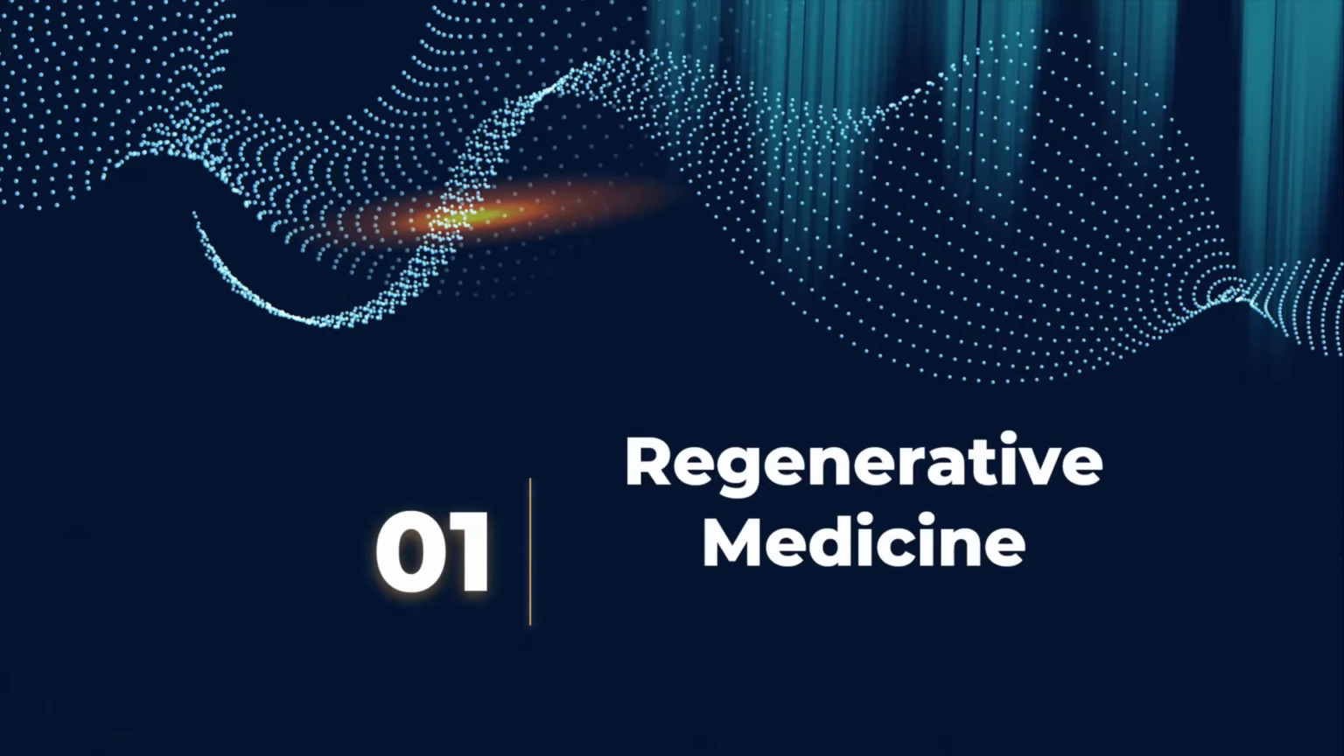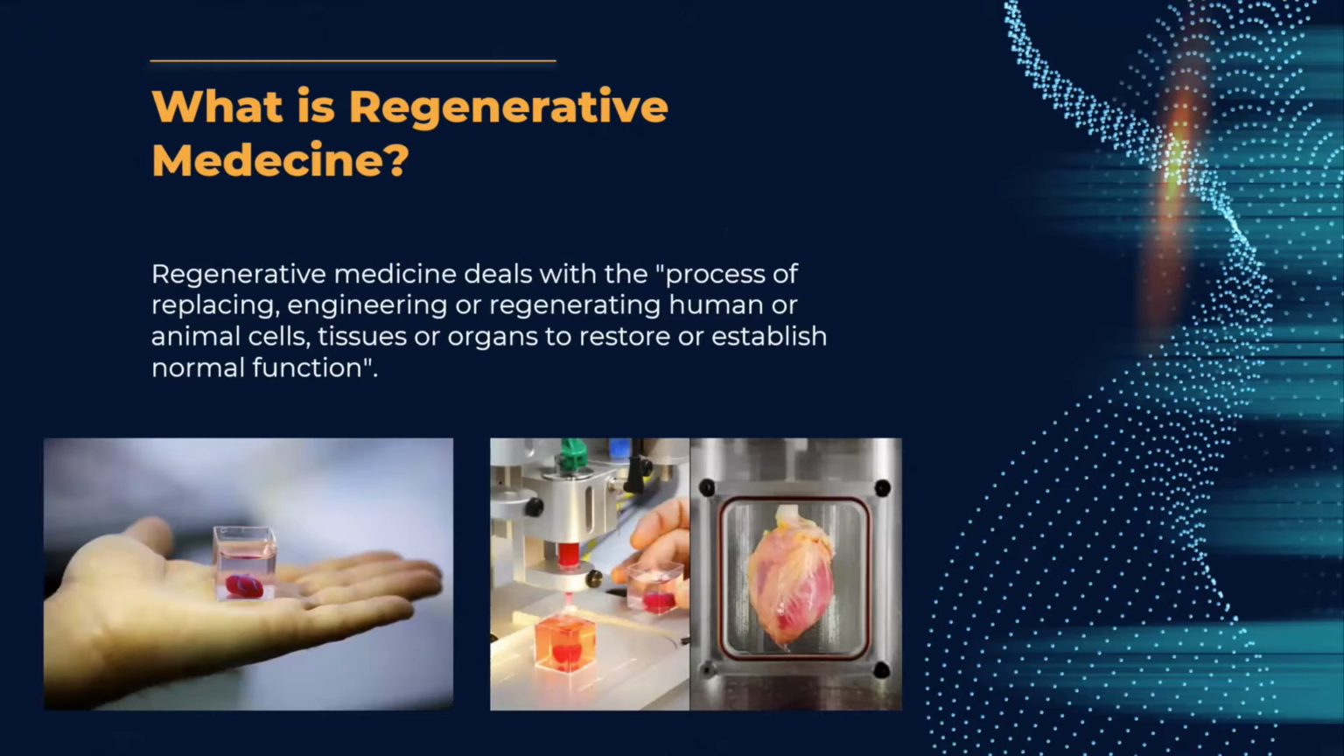And so regenerative medicine, I hope you guys have heard about this. If you haven't, that's also great because I get to introduce this topic to you. So what is it? As you can see on this slide, regenerative medicine deals with the process of replacing, engineering, or regenerating human or animal cells, tissues, or organs to restore or establish normal function. Basically, this means that through regenerative medicine, with the technology that we have available, we're able to create functional tissues, either from animal cells or human cells.